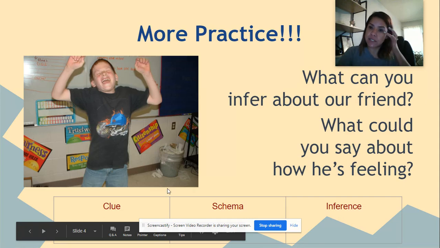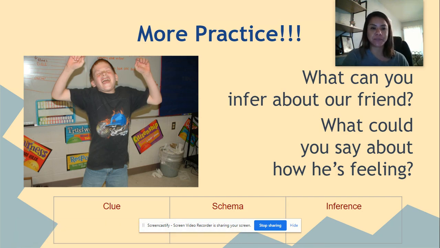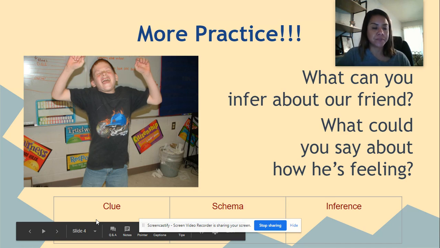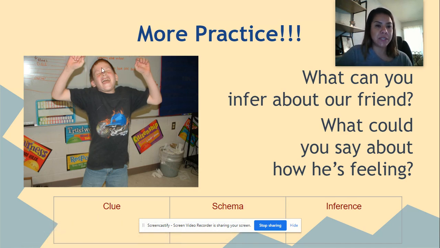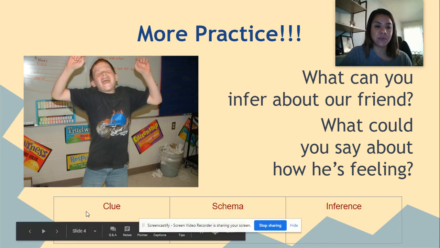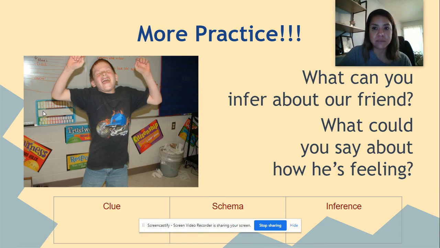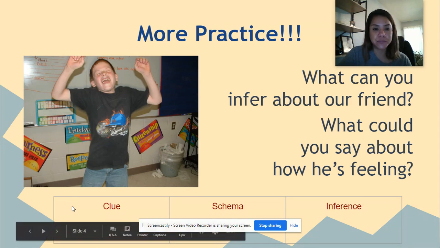Okay, let's practice a little bit more. What can you infer about our friend? What could you say about how he's feeling? Okay, your clues are that he's probably happy. Some might say that he's angry. Okay, so we would write that there. And in the background, I noticed that it looks like he's probably in a classroom. So that's another clue.